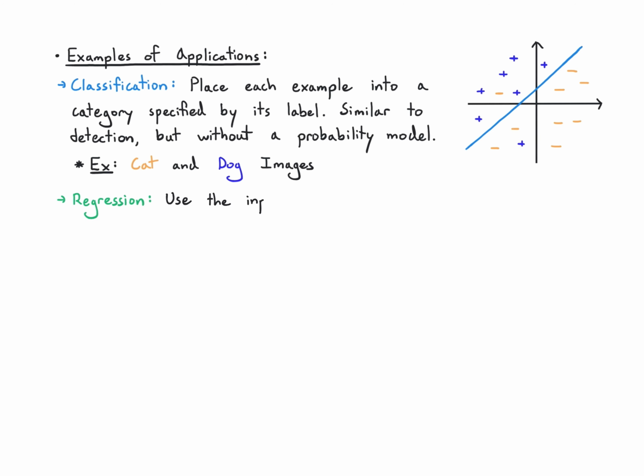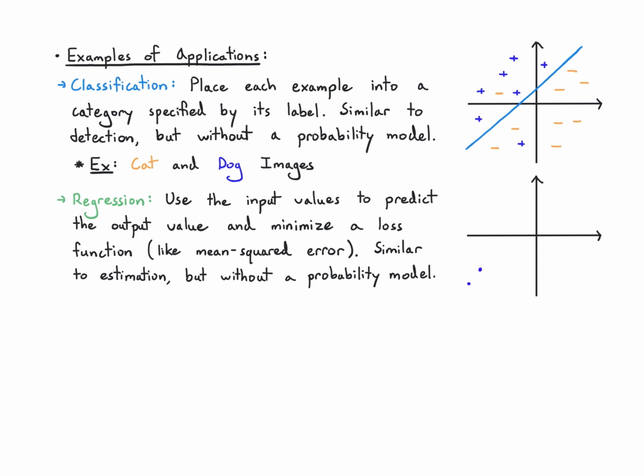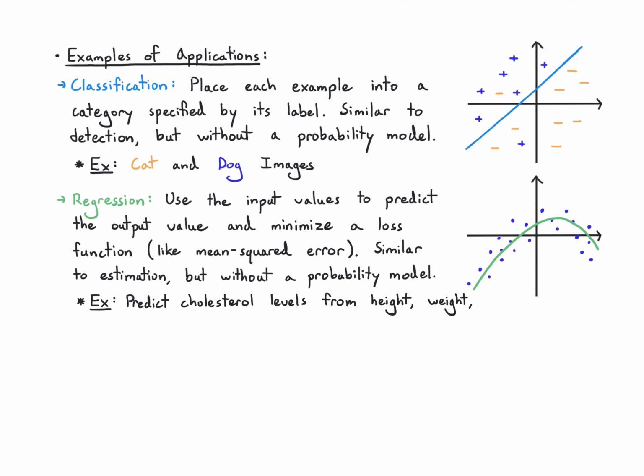Regression is something we've also thought about from a different perspective. I use the input values to predict the output value and minimize some kind of loss function, which could be mean squared error. This is very similar to estimation, which we've thought about. But now, again, we don't have a probability model. I'm just trying to fit the best function that I can. So maybe I have this data and I try to fit this curve. As an example, maybe I'm trying to predict cholesterol levels from other values like height, weight, etc.